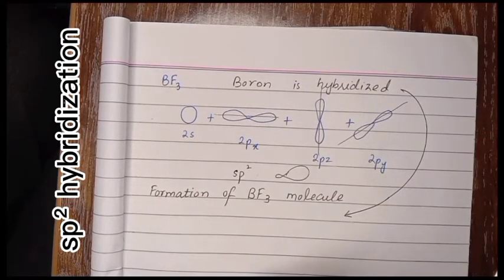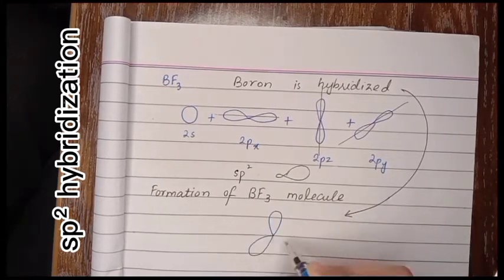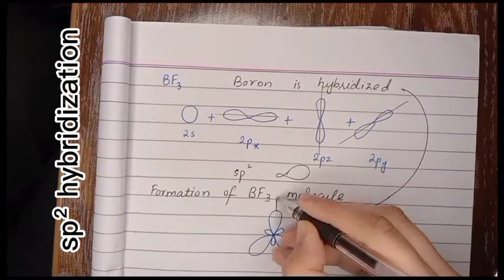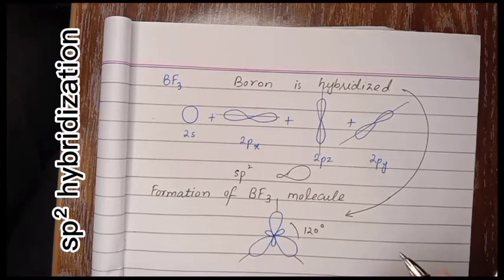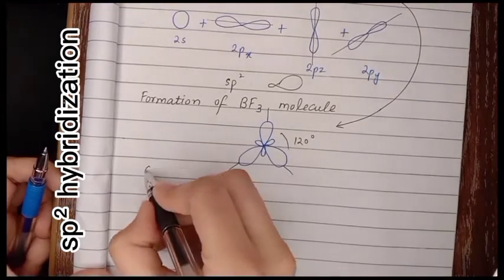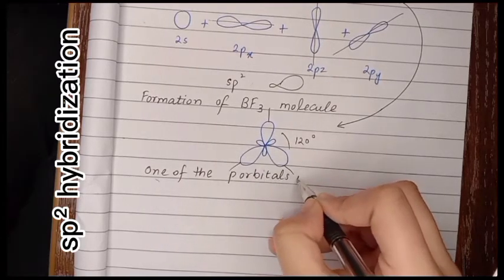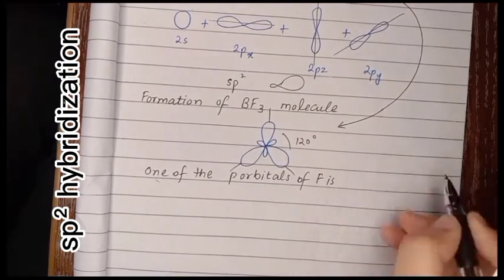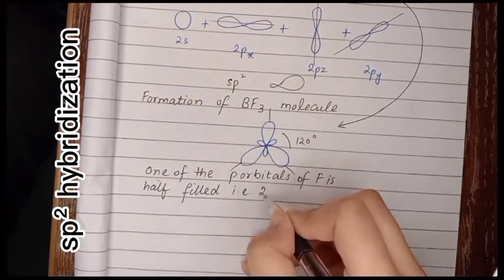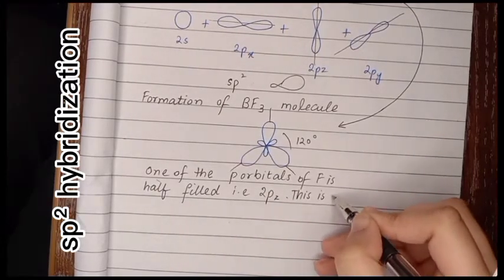One of the p orbitals of F is half-filled, which is 2pz. This is in the form of a lobe, and the lobe overlaps with the sp2 orbitals of boron. 3 sp2 orbitals overlap with the lobe-shaped p orbitals of 3 fluorine atoms individually. I'm going to draw the structure now. That will help you to understand the structure of boron trifluoride. The bond angle will be 120 degrees.